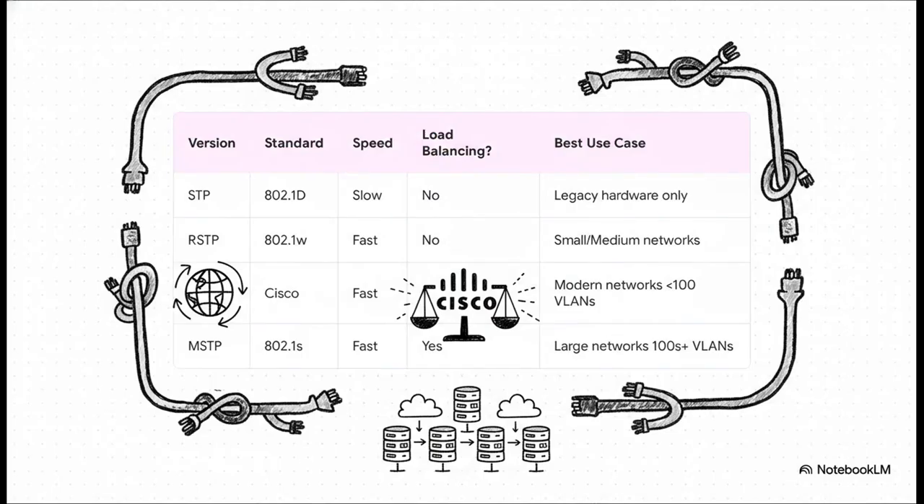And this table just lays it all out perfectly. Look, for any modern network, you're looking at the fast options. If you're in a mixed vendor environment, RSTP is your best friend. If you're running mostly Cisco gear and you want that awesome load balancing, RPVST Plus is the way to go. And for the huge enterprise networks with hundreds and hundreds of VLANs, MSTP gives you all the same benefits, but is way easier on your switch's processor.